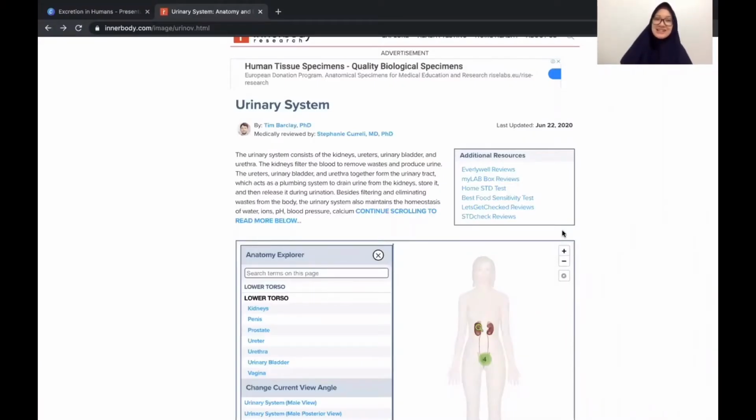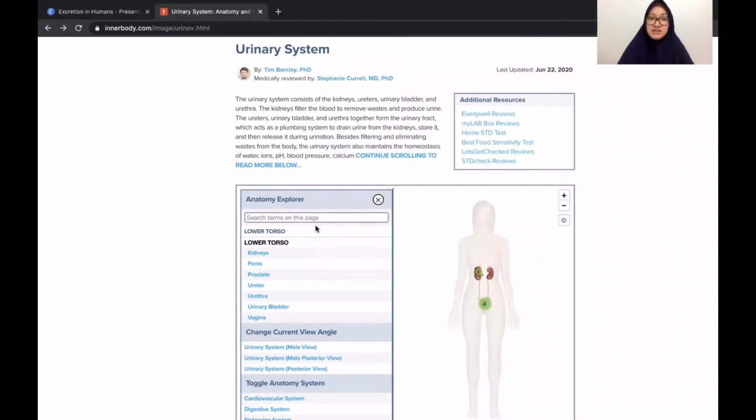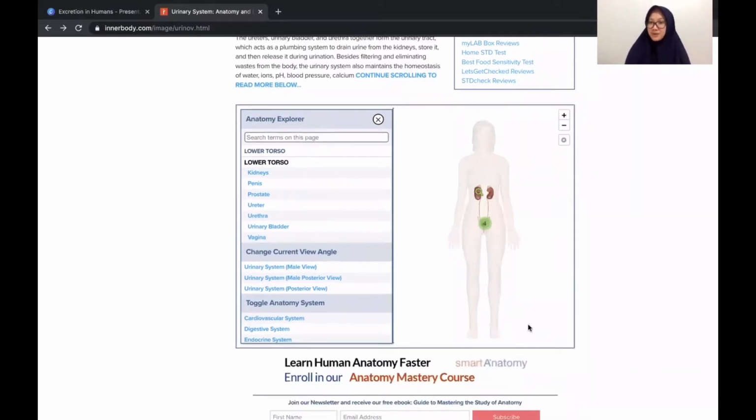Okay guys, so this is the simulation that you guys will get to explore later on. I will just show you a brief explanation of the simulation. So here you have the urinary system and you have a human body. This is a female body, so you can also have a male body in the view. Okay, so here we have the organs that are involved in the urinary system: the kidneys, the penis if you are male, the prostate, urethra, urinary bladder, and the vagina.